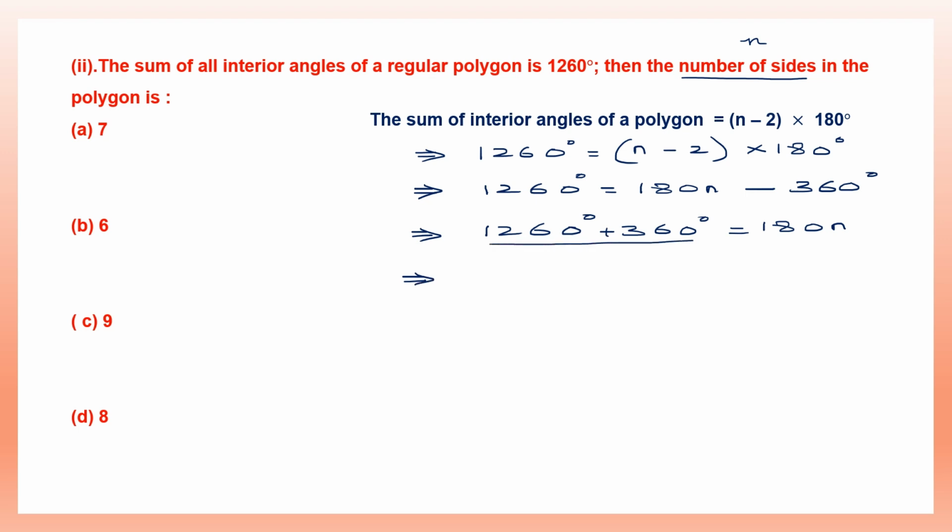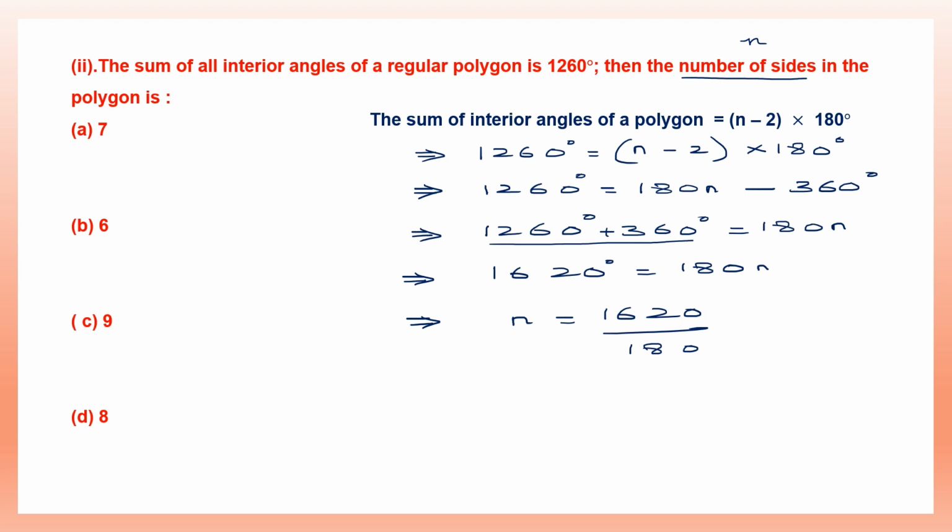So let's add up 1260 and 360. So here we have 0, 6 plus 6 is 12. Then here we have 6 and we have 1. So this is 1620 degrees is equal to 180n. Now to find the value of n, we say n is equal to 1620 divided by 180.